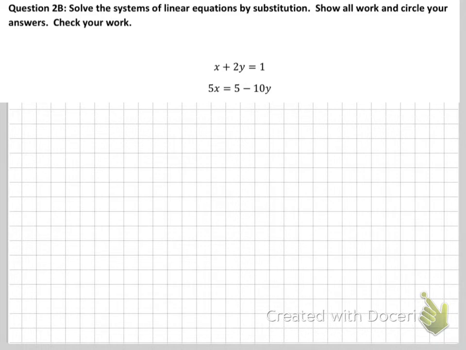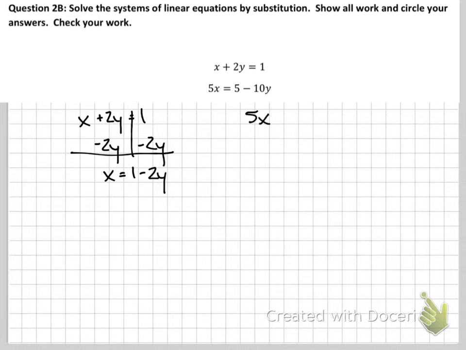Again, we are solving by substitution. This means we have to isolate one variable and then substitute it in place of another. I'm going to start with the equation x plus 2y equals 1. I'm going to isolate x by subtracting 2y from both sides of the equation. This gives me x equals 1 minus 2y. Now, I'm going to take the other equation, which is 5x equals 5 minus 10y, and wherever I see x, which is right here, instead of x, I'm going to write 1 minus 2y.